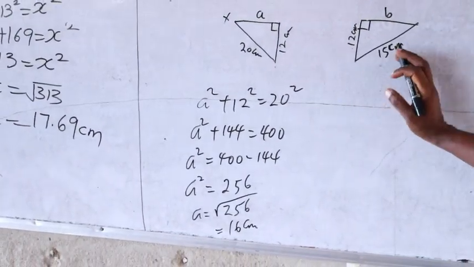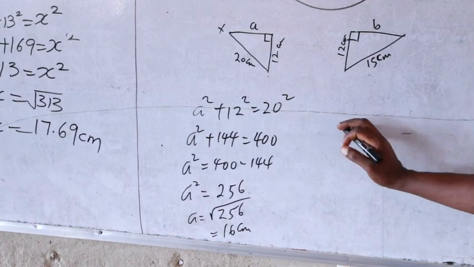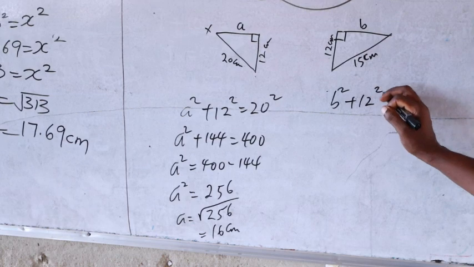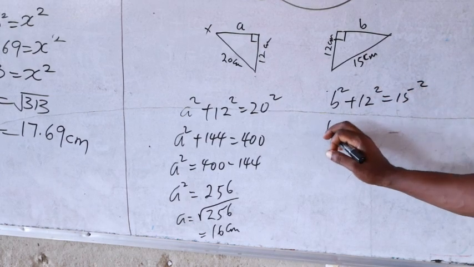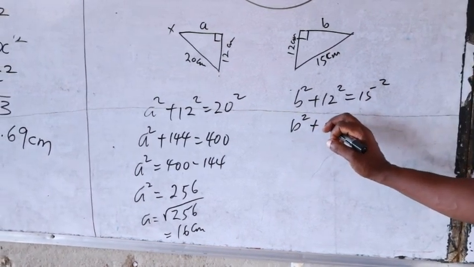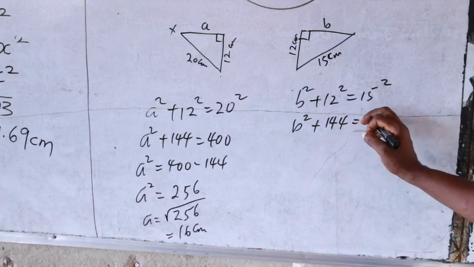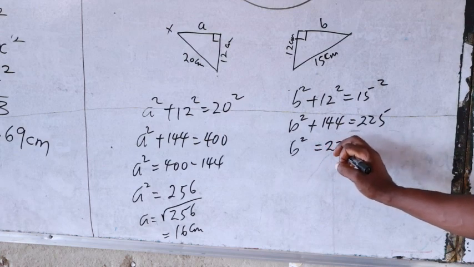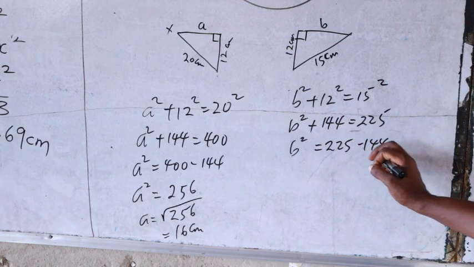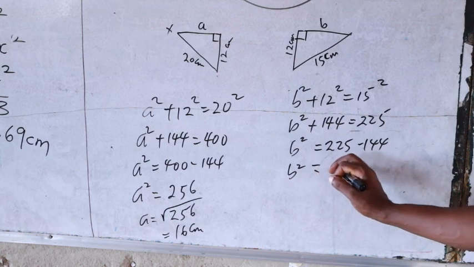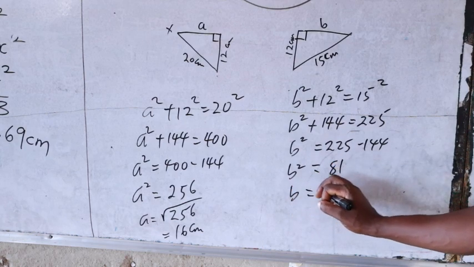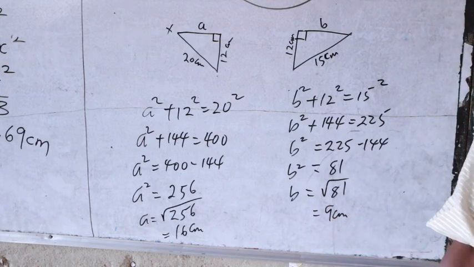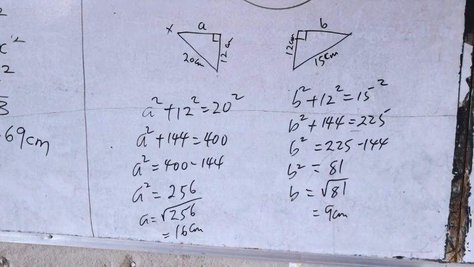This is B. Which one is the longest side here? 15. So it means B squared plus 12 squared is equal to 15 squared. So we have B squared plus 144 is equal to 225. B squared is equal to 225 minus 144. B squared equals what? 81. And what is the square root of 81? 9 centimeter.